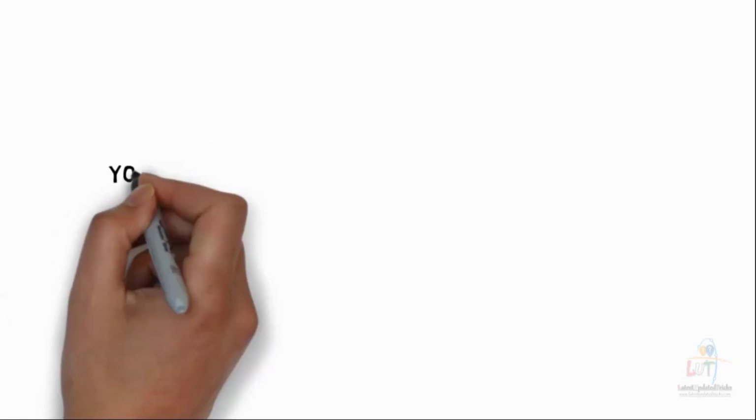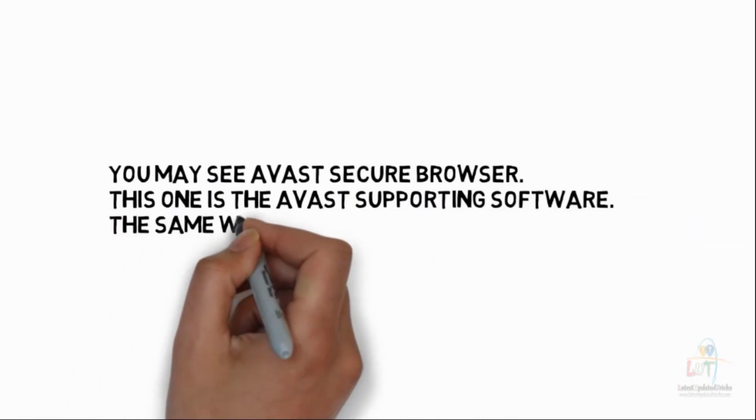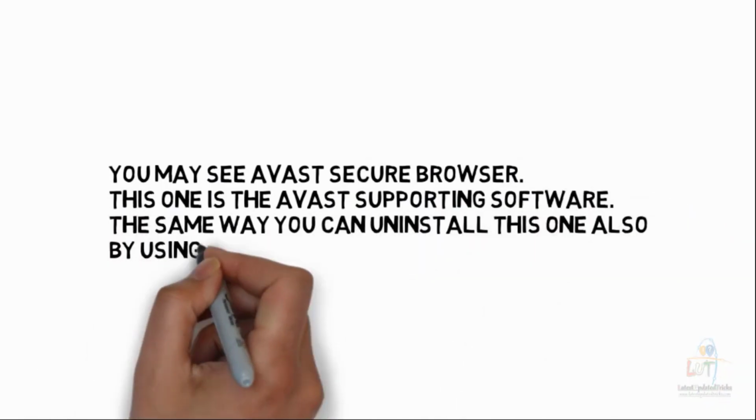You may see Avast Secure Browser. This one is the Avast supporting software. The same way you uninstall this one also by using CCleaner.